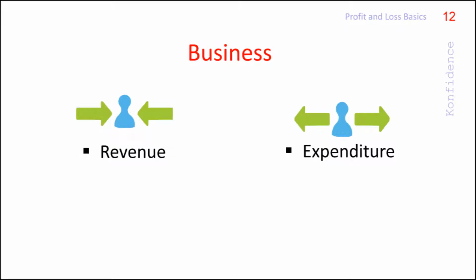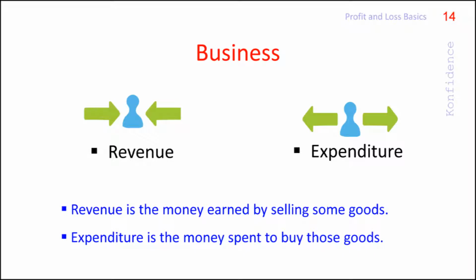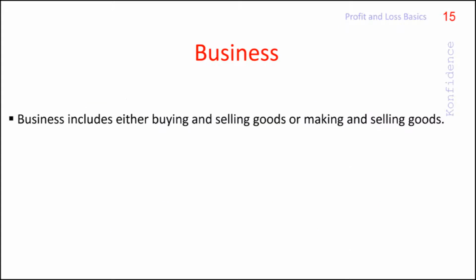The business entails two things: revenue and expenditure. Revenue means the money earned by selling some goods, and expenditure means money spent to buy those goods. All businesses will have to be done by either buying and selling goods or making and selling goods.